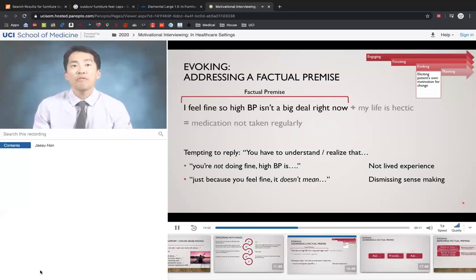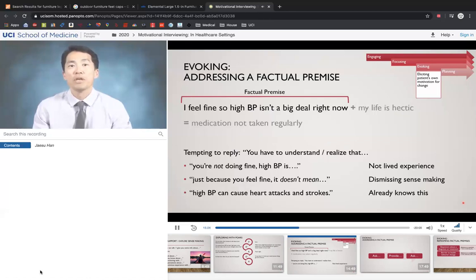If you said, you have to understand that just because you're feeling fine, it doesn't mean that you're doing okay, this is dismissing the patient's sense making. If you said that you have to realize your high blood pressure can cause heart attacks or strokes, that doesn't work because the patient already knows this. He's already stated this. So responses like this actually have the end result of the patient losing face, meaning now the patient feels like you're talking down to them. And we also end up losing rapport. And so really anything that we do past this is going to be really handicapped by this loss of rapport.